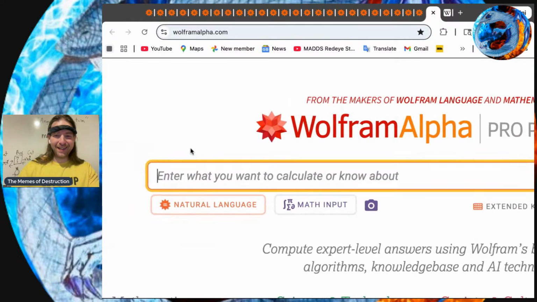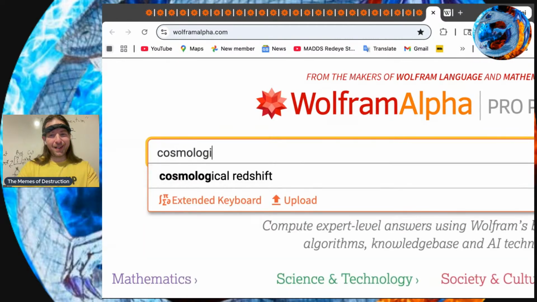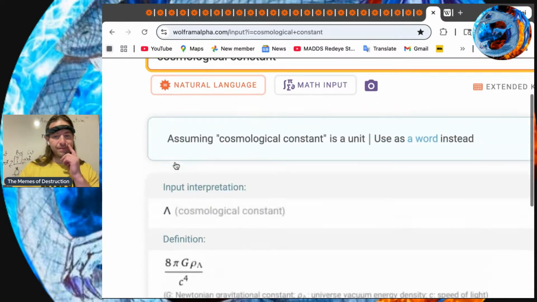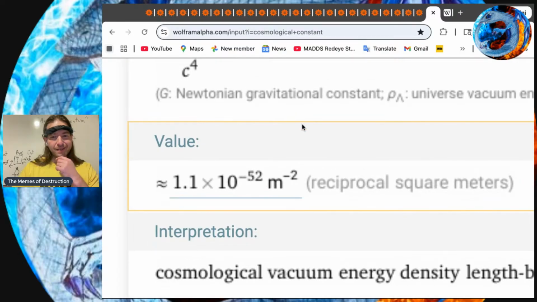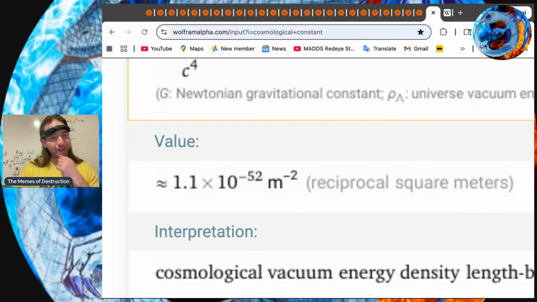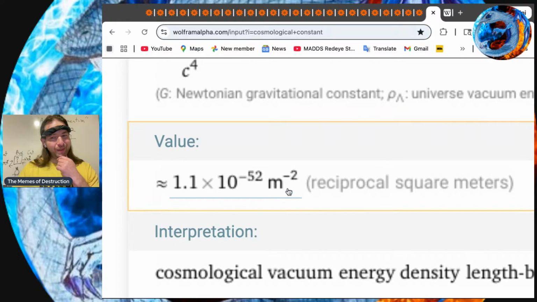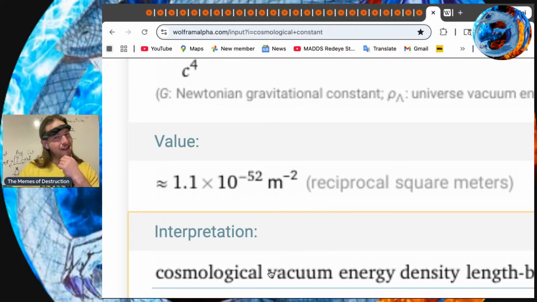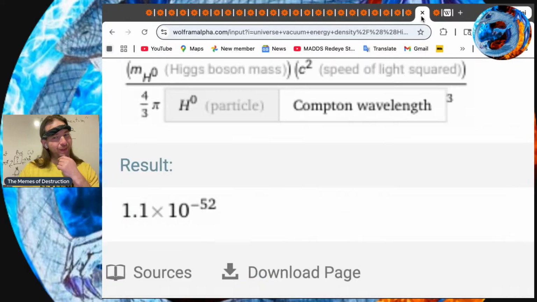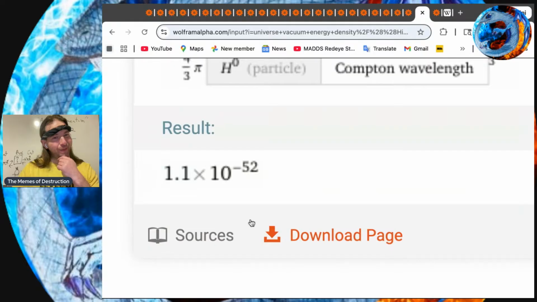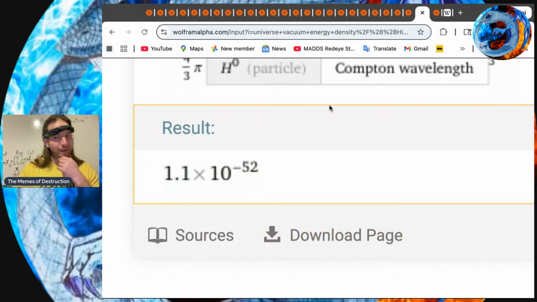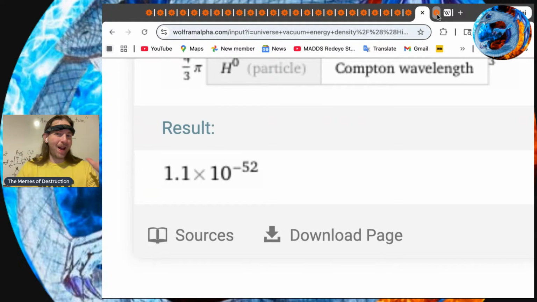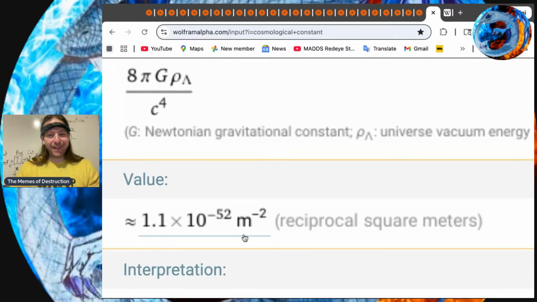What's the magnitude of the cosmological constant? About 1.1 times 10 to the minus 52 reciprocal meters. So basically, it's that number divided by meters squared. 1.1 times 10 to the minus 52. Again, this is a dimensionless number. So that's just its magnitude to the measured vacuum energy. That's the magnitude difference. Okay, this says reciprocal square meters.